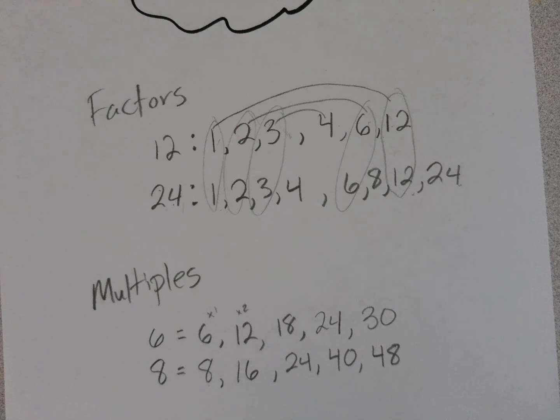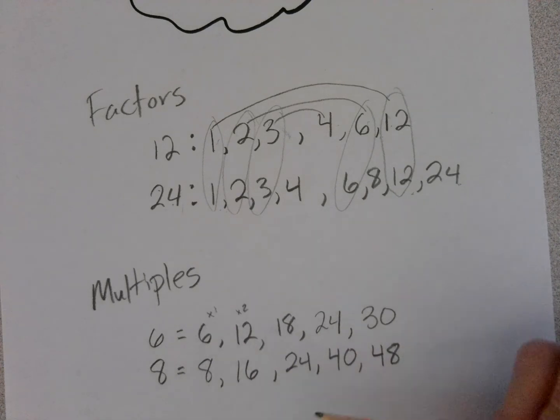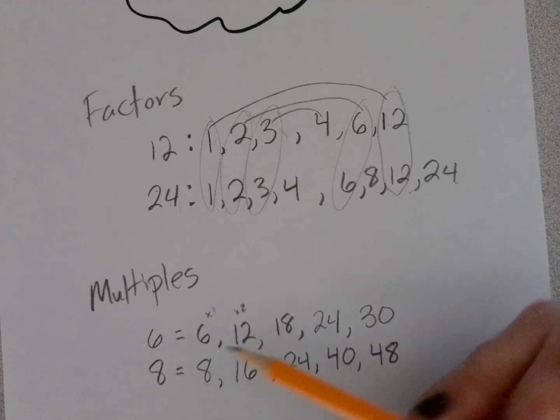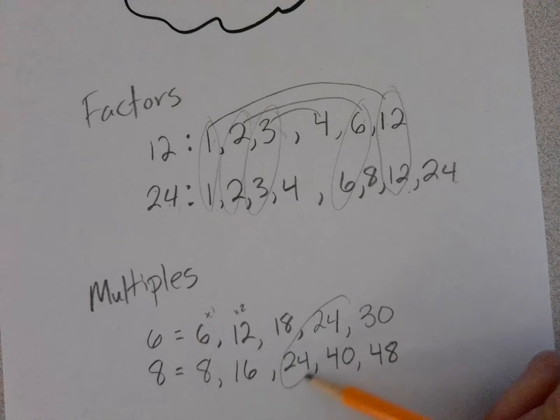So what we can also do with multiples that's helpful with fractions is find ones that are also in common. And sometimes what's also best is the smallest one in common. So 8 and 6, they have 24 in common.